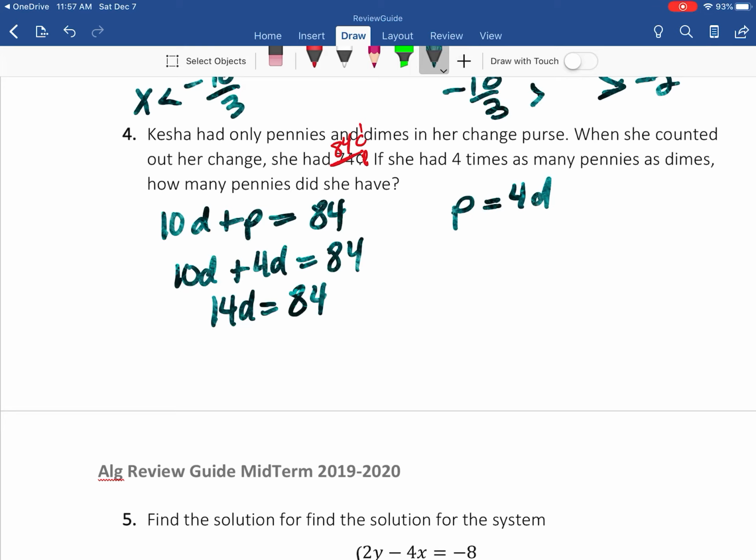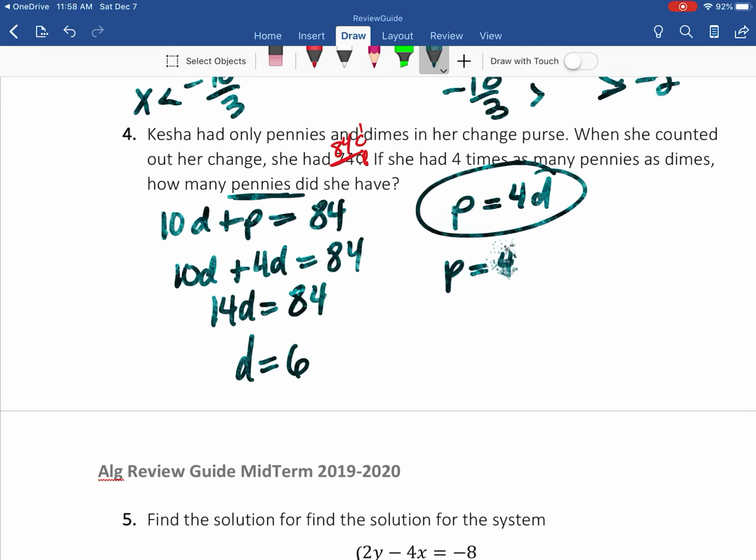And then I'm going to divide 84 by 14, and that will give me D is equal to 6. So she has 6 dimes in her purse, but we want to find out how many pennies she has. You could have gone back here and solved for D and then substituted that, but it's fine. We can do it this way. So I'm going to go back and substitute it into this equation here. So I'm going to say P is equal to 4 times 6. Okay, 4 times 6 gives me 24. So she has 24 pennies in her purse.